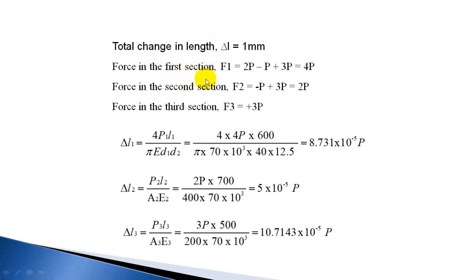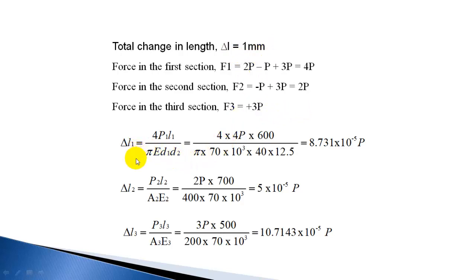So you can find the forces. F1, the force in the first section, is 2P minus P plus 3P, which gives 4P. The force in the second section is minus P plus 3P, which gives 2P, and the force in the last section is plus 3P, as I explained earlier. And the total change in length is 1 mm.